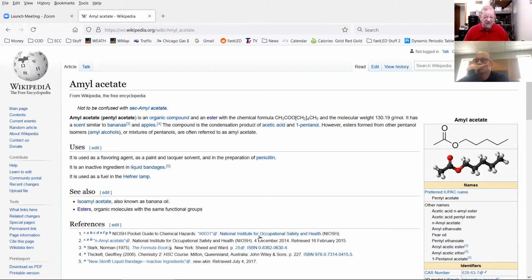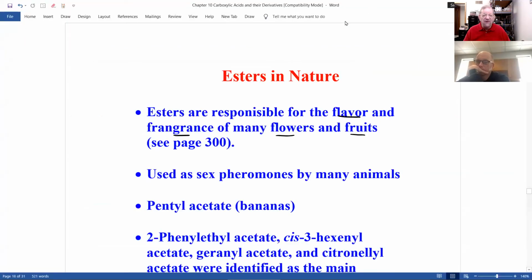We do a lab next week with esters. Unfortunately, we're not going to do it face-to-face, where students get to smell it. One of the ones they make is this ester, and they smell, oh my goodness, a banana, and they're shocked. We'll talk more about that next week. So next time you eat something like fruits or even vegetables, you're tasting and smelling esters.